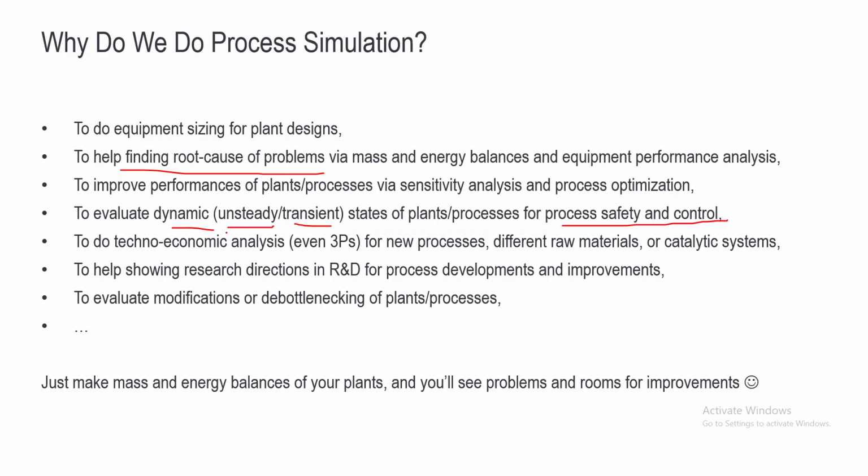And then once we get the model, we can do a lot more. This is done a lot in the R&D department, where we can do techno-economic analysis for new processes. If you have different catalytic systems, you can also model that and evaluate the economics, the profitability, the planet, the environmental index, and the safety index, people, planet, profit. That's what this 3P is.